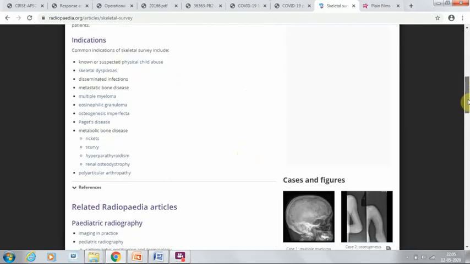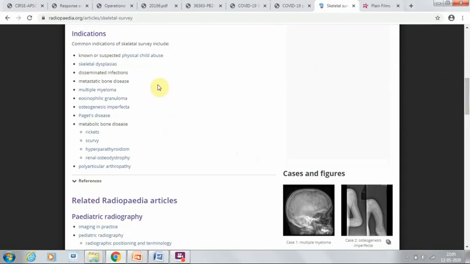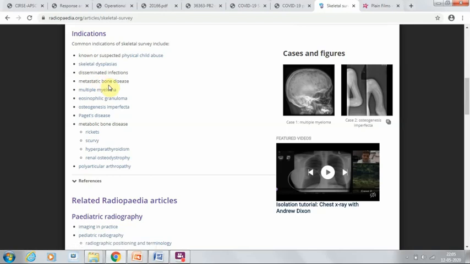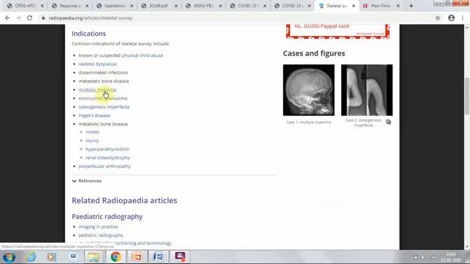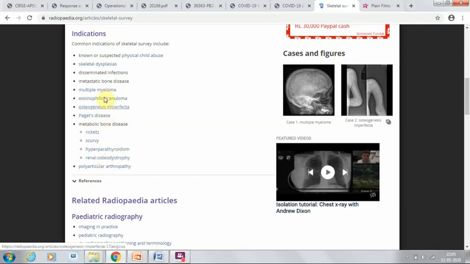So what are the indications? They used to take it when there are indications of known or suspected physical child abuse, skeletal dysplasias, disseminated infections, metastatic bone disease, or multiple myeloma, or anything related to Paget disease, osteogenic infection, and any metabolic bone disease like rickets, scurvy, hyperparathyroidism, renal osteodystrophy. If any such disease is there, they used to take the radiography from top to bottom.